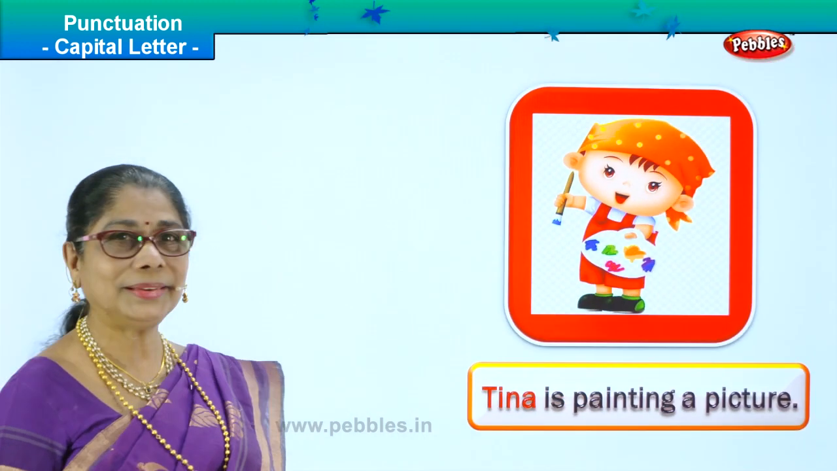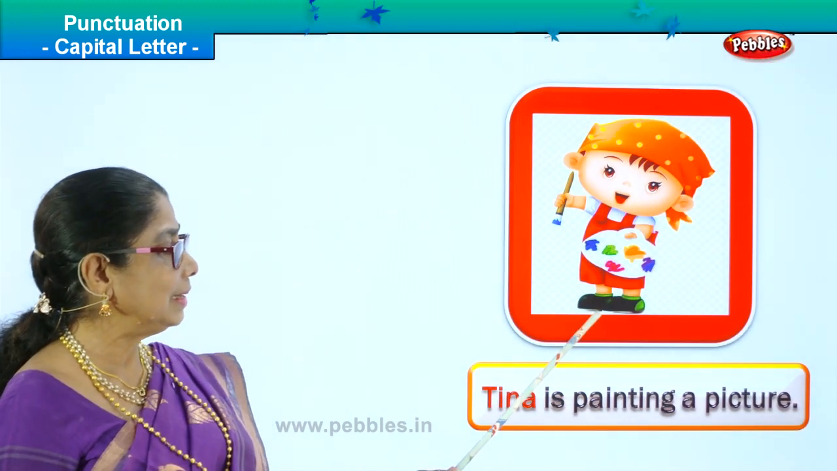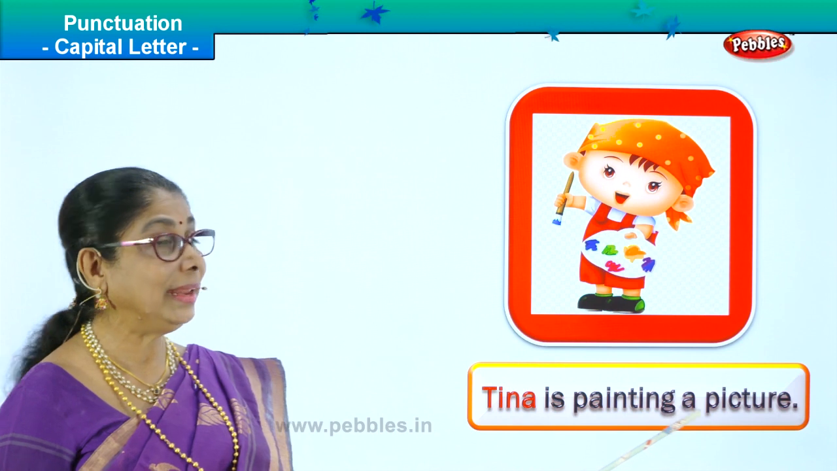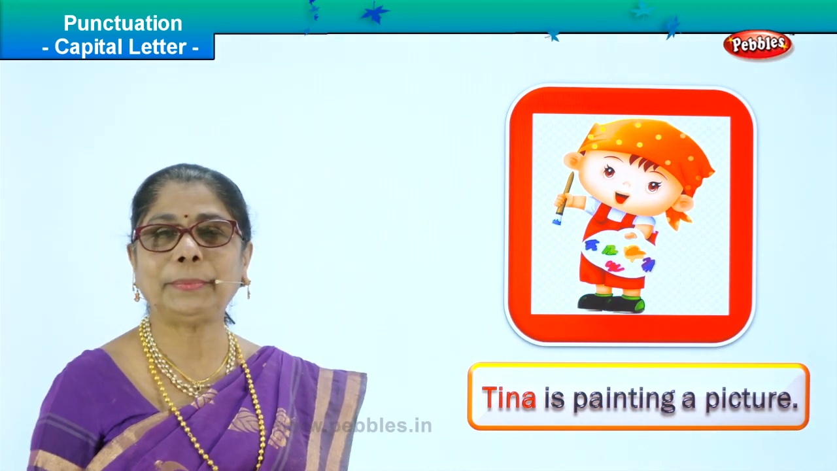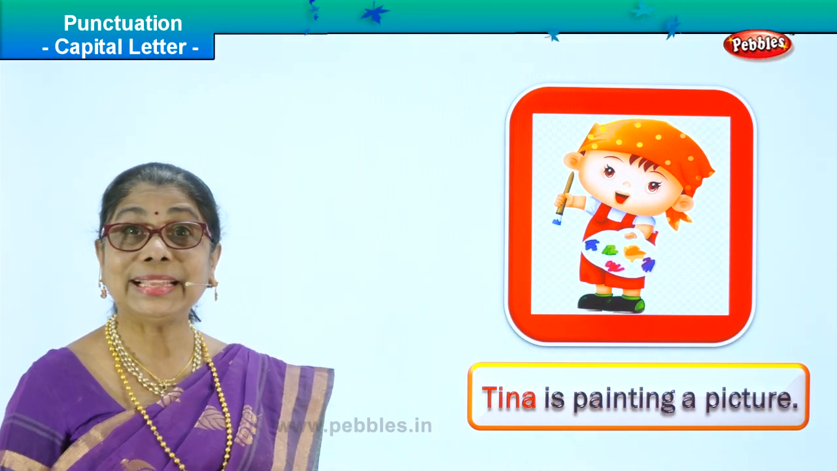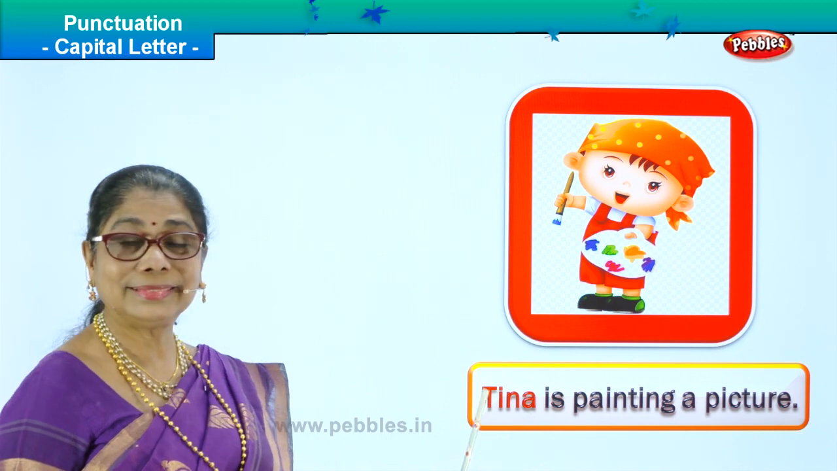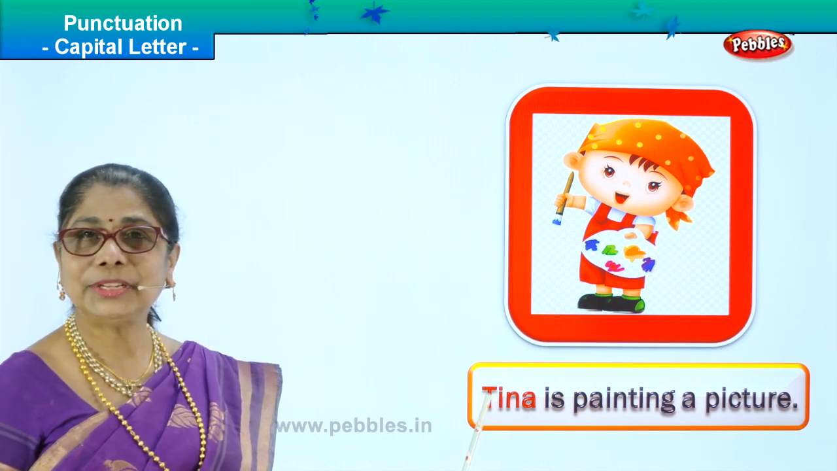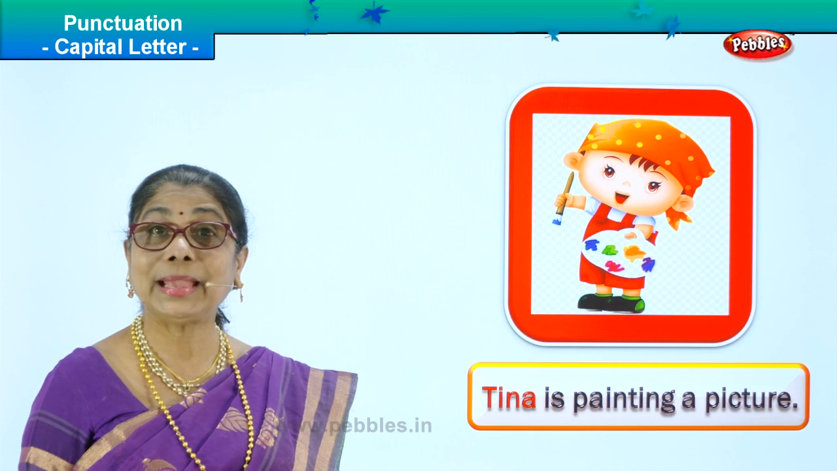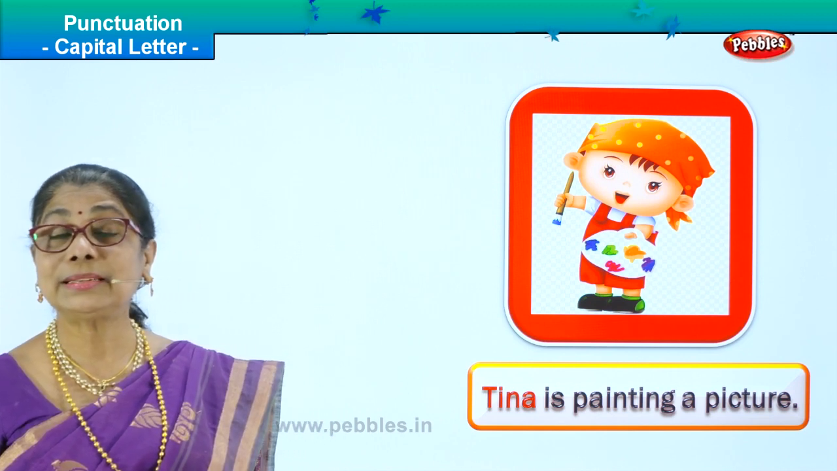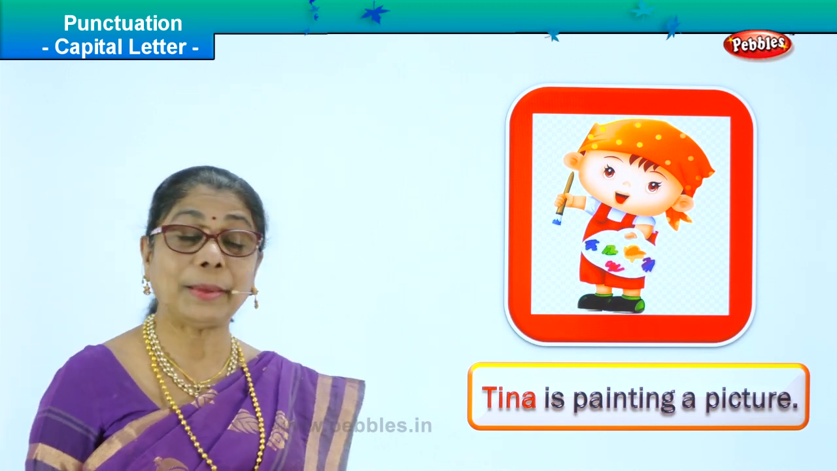Look what we have here. Here's a little girl painting a picture. She's a painter. What's her name? Tina. Name of a girl. So we write her name in capital letter. Names of persons, girls and boys should be in capital letter.